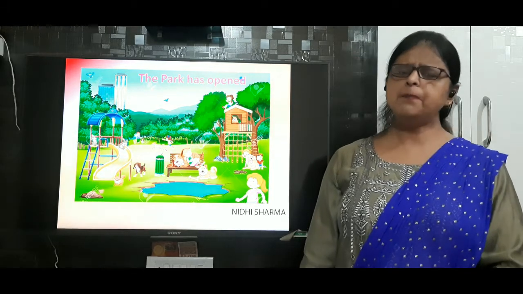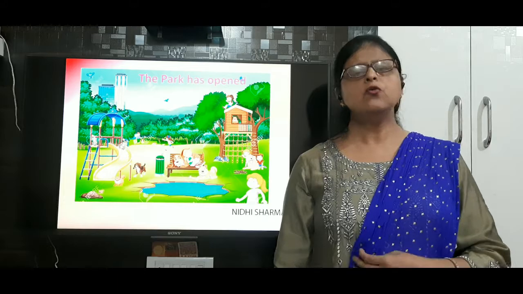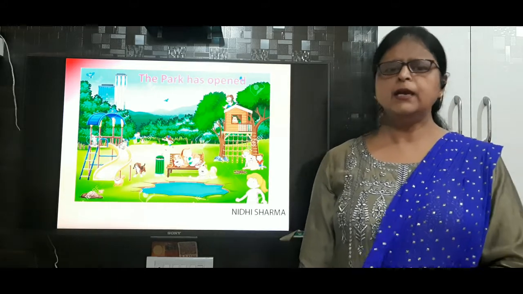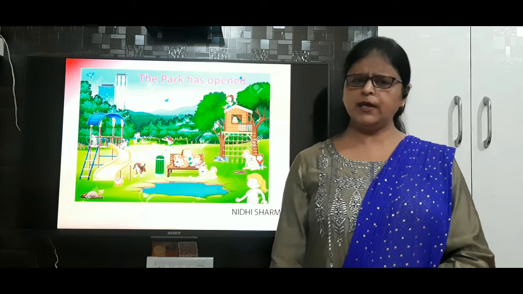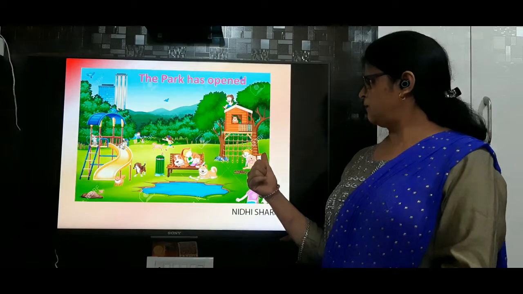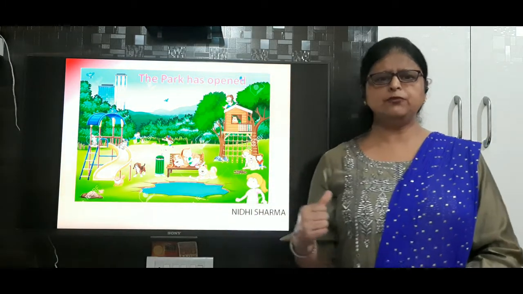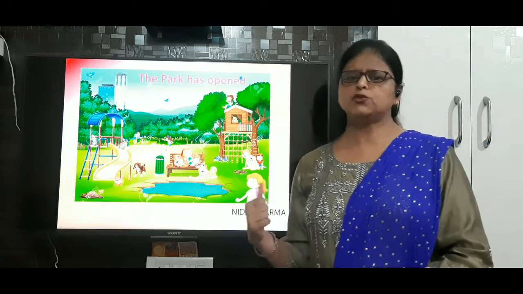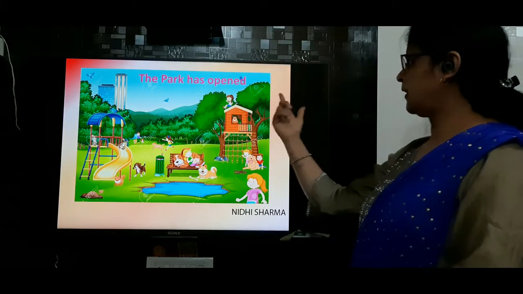Helping verbs help the main verb express the action. So what do helping verbs do? They help the main verb to express the action. Now let me give you an example here. You can see the picture of a park here. I gave you a sentence here, the park has opened.